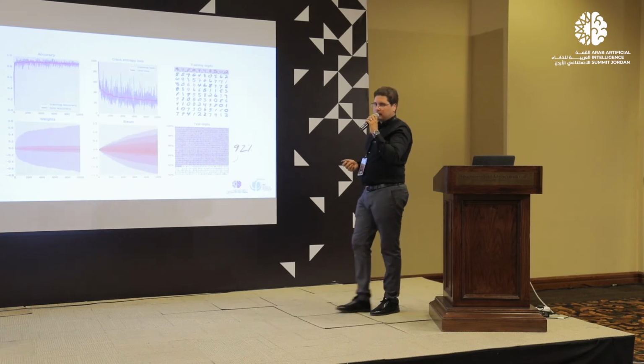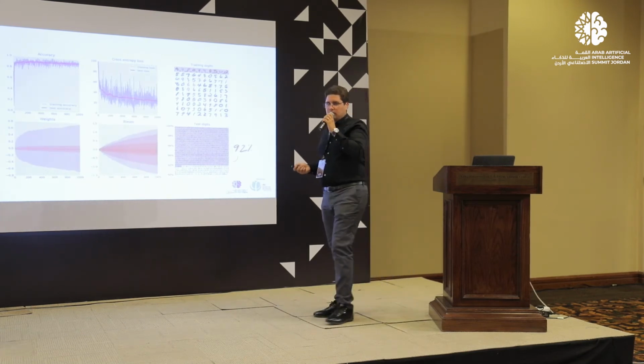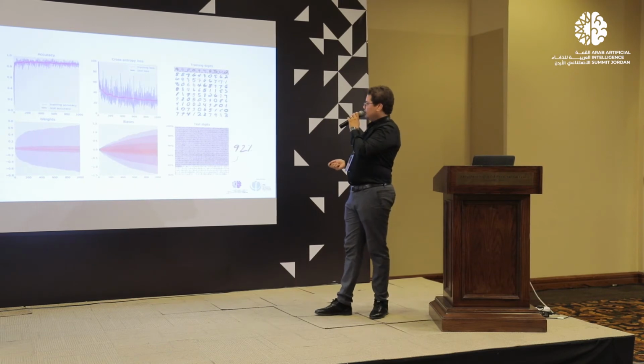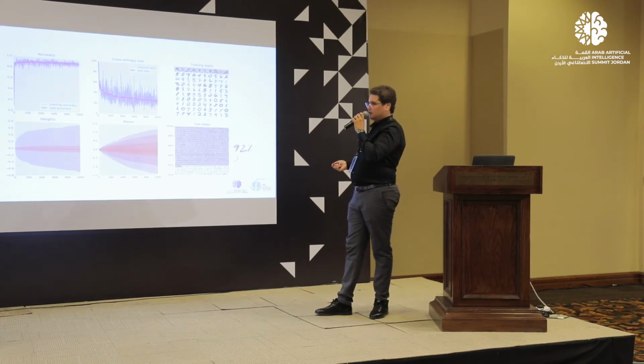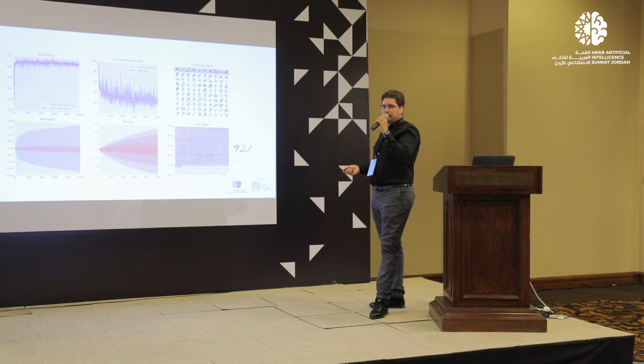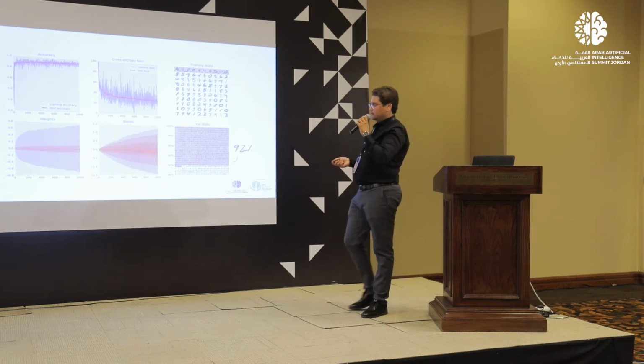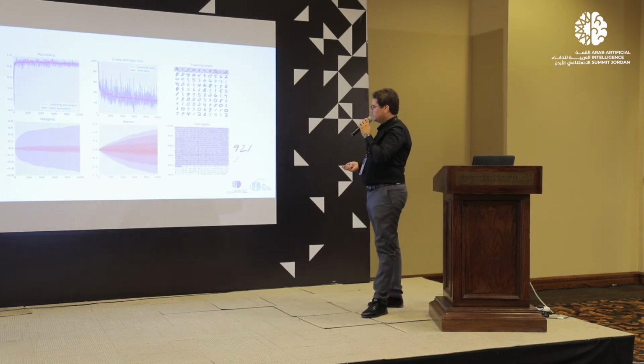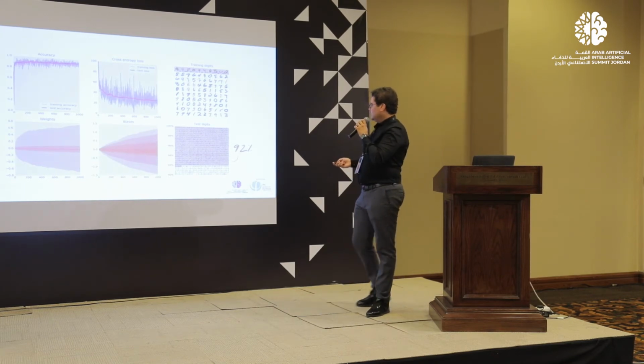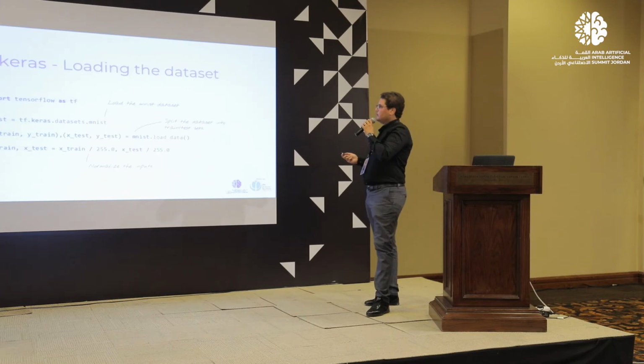For a very simple neural network like this one, with only 10 neurons, on the MNIST dataset we are able to reach an accuracy of 92%. If we train this model, we get 92%. We'll do that in a while. You will implement it by yourselves.